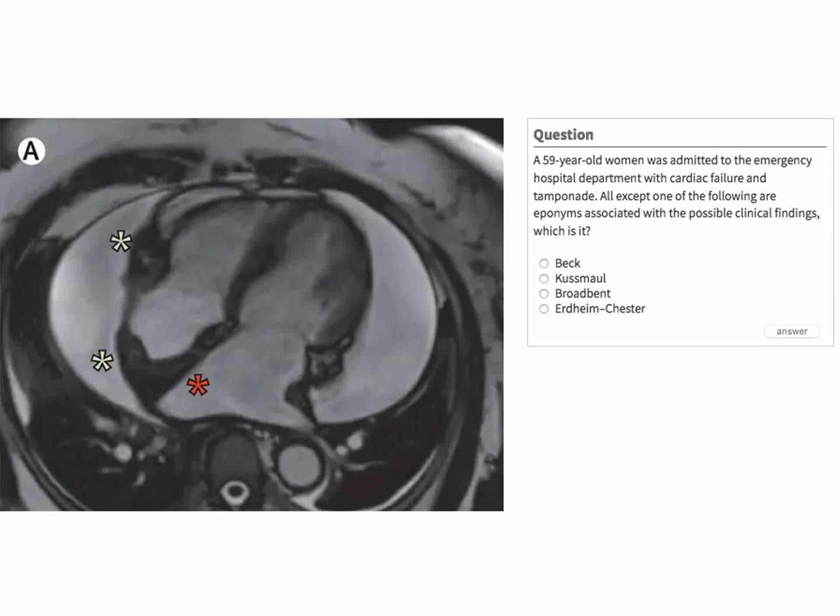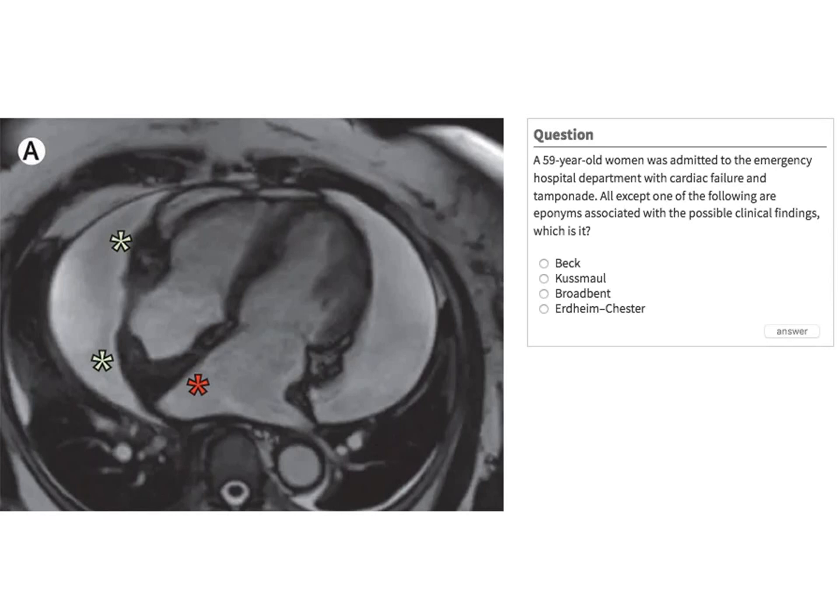So we'll close with this question. This is a 59-year-old woman that comes to an emergency room with signs of heart failure, and some clinical signs of cardiac tamponade apparently were present in this patient. So you're asked, which of these eponyms is associated with pericardial disease?